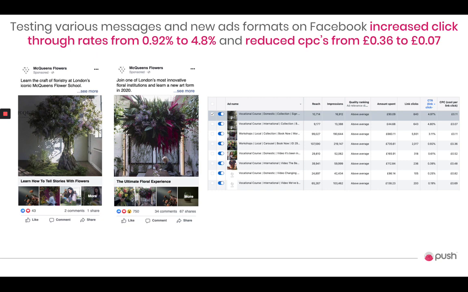On Facebook, loads of different ad formats you can use. Video is one of the cheapest right now, but you have still images, carousel images where you can swipe along and see different ones, and you have more expansive ones like these collection ads. And this is one of the newest ad formats on Facebook that's working excellently for our customers. In this case, testing different messages, testing different ad formats, we increased the percentage of people clicking the ad from 0.92% to 4.8%, and we reduced the cost per click from 36 pence to 7 pence.